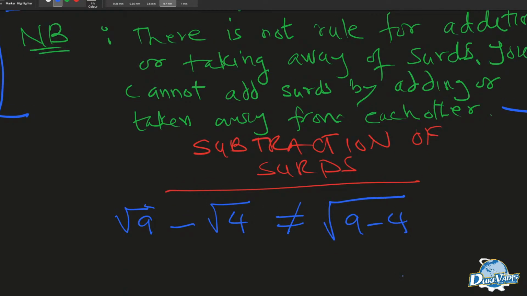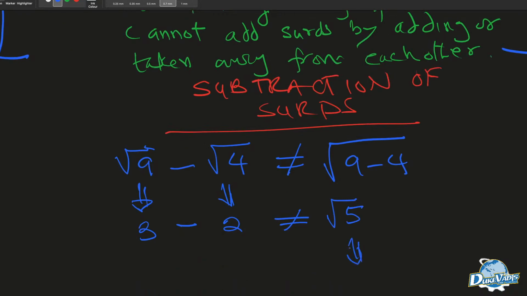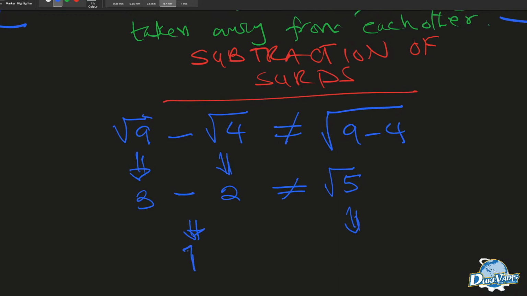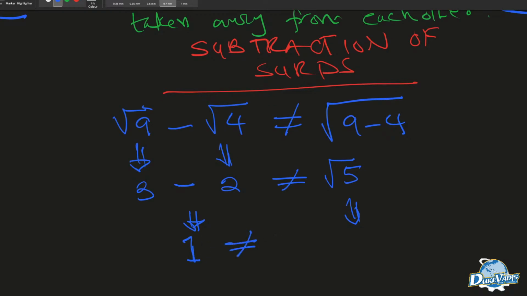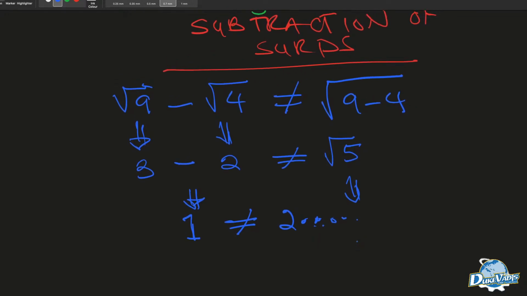Why? Because square root of 9, we know it to be 3. And the square root of 4 is 2. So with minus, this is not equal to 9 minus 4, which will be 5, so square root of 5. Now, if you use your calculator, you will see that 3 minus 2 is 1. This is not equal to square root of 5, which is 2 point something, certain decimals. So you see that in subtraction, we cannot do that as well. Unlike that, we know that division and multiplication, we can apply to surds.